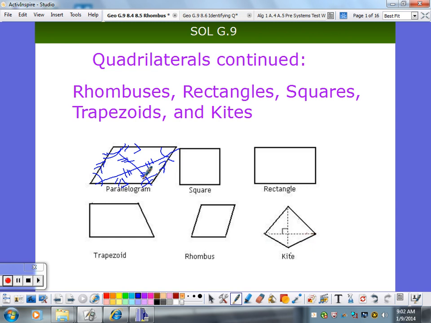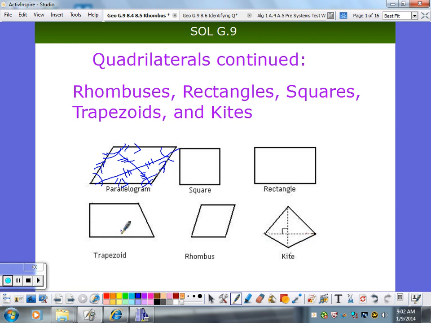Now we've got other kinds of quadrilaterals to talk about. We've got squares, we've got rectangles, we've got trapezoids, we've got the rhombus, and we've got the kite. Are there any of these shapes that this is the first time you're hearing those words? Good. Now, square and rectangle, those were what? Kindergarten? Nursery school? Right? So we're pretty familiar with these. We're just going to formalize that a little bit.